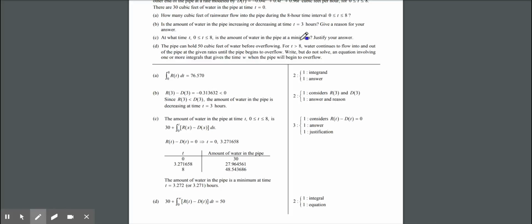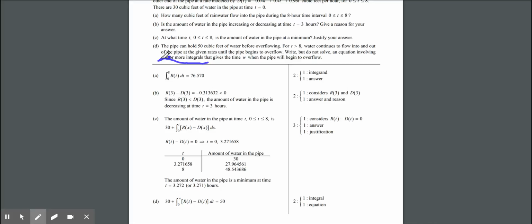All right. So after 8 hours, it's still raining. There's a lot of water still going in, and the rates from the beginning still hold true. So R sub t and D sub t are still valid after 8 hours. We need to write, but we don't need to solve. Don't solve if you don't have to, because that's a common mistake, people trying to solve when they don't have to, specifically when they're told not to solve. An equation involving one or more integrals.